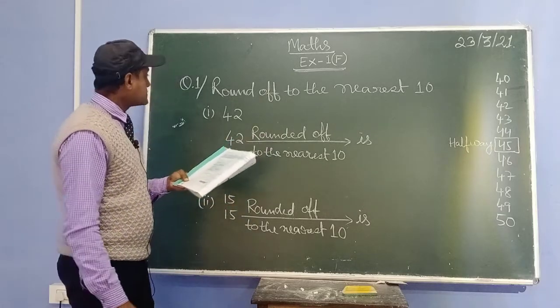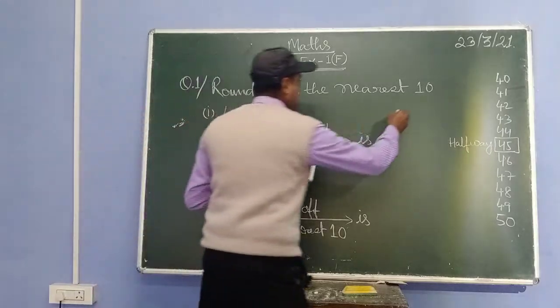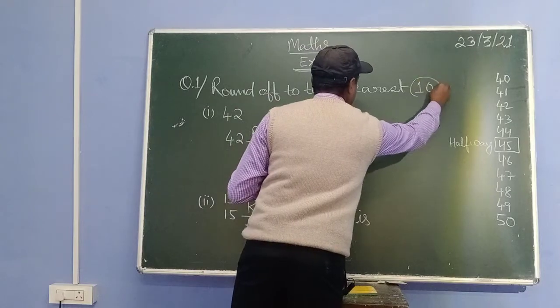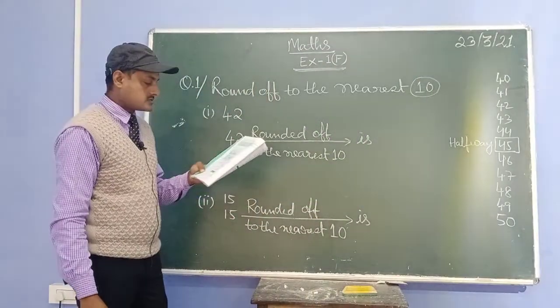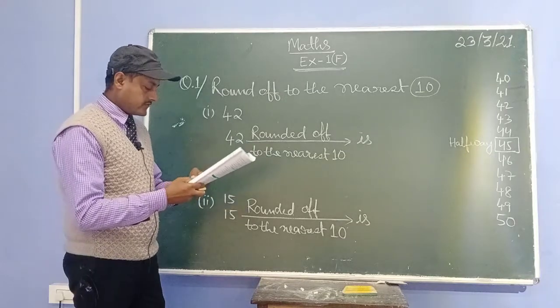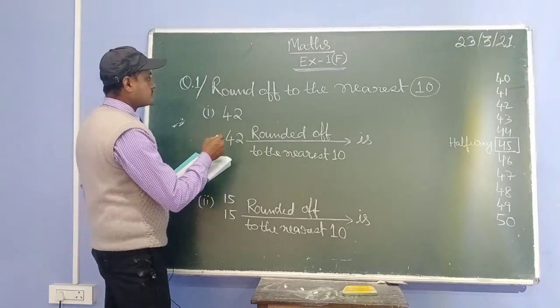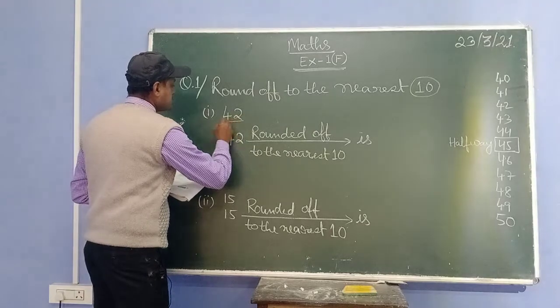Round off to the nearest 10. Actually, we have done rounding off in class 5, so this is the revision class. The first question is: round off 42 to the nearest 10.